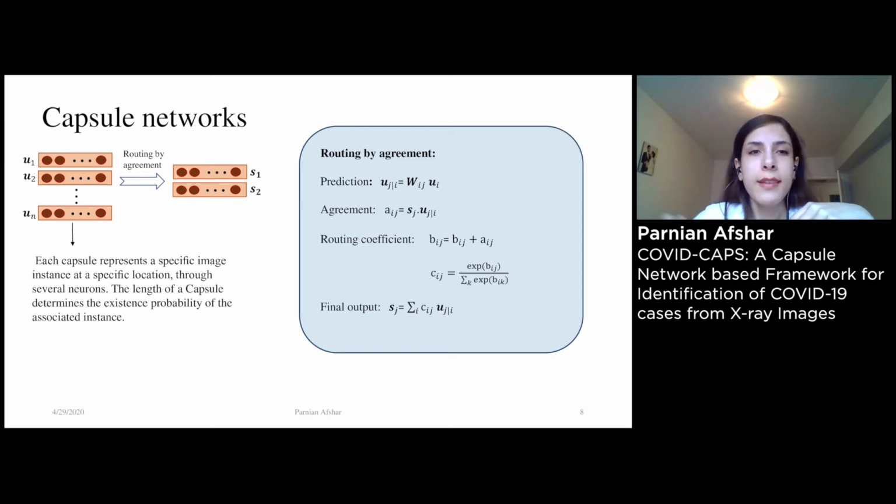So we ended up with this COVID CAPS architecture. The input to our network are X-ray images from positive and negative COVID cases. All the images go through sets of convolutional layers and also pooling layers. The last convolutional layer is reshaped to form the first capsule layer. And then we have 3 capsule layers that are performing routing by agreement. And at the end, we have the final capsule layer that determines the positive and negative cases.